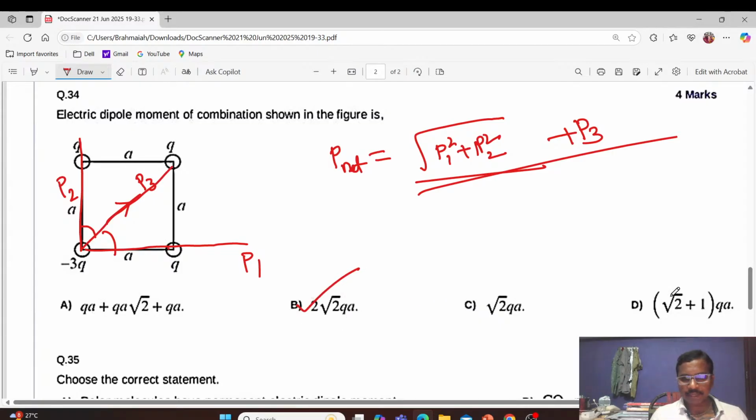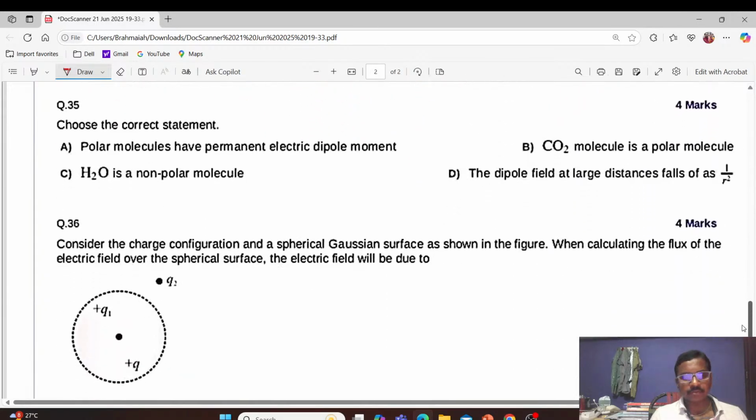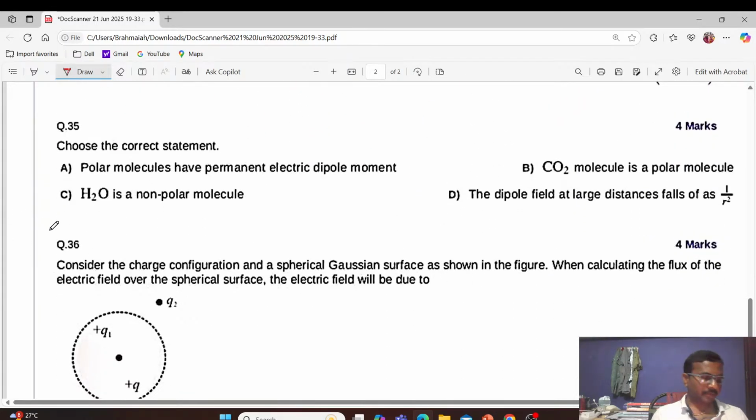Some of the students gave an answer, very good. So next, one more question. So let us choose the correct statement. Polar molecules have a permanent electric dipole moment. CO2 molecule is a polar molecule. H2O is a non-polar molecule. The dipole field at a large distance falls off as 1 by r square. Right? Which is the correct statement, pa? All of you answer this. Which is the correct statement? Yeah, which is the right answer?